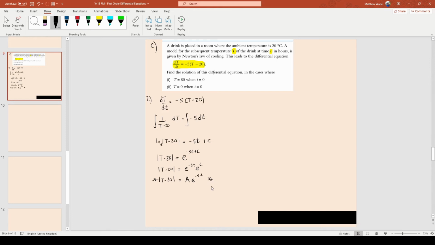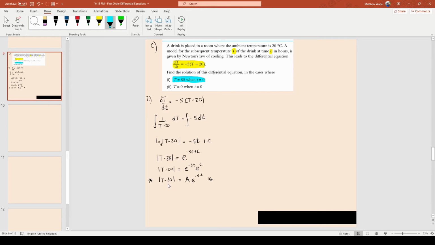That's the general solution, but I can't go further yet, because in this question the modulus actually does make a difference, okay? Remember in the last question, all we did was say, oh, well, because the population started at 0 and it got bigger, t could never actually be negative, and therefore there's only the one variant of the modulus to worry about. This question, we're not so lucky, because if you look at part I, it starts off with the temperature being 80 at time equals 0, which means you go 80 take 20, which is 60, which is positive, right?